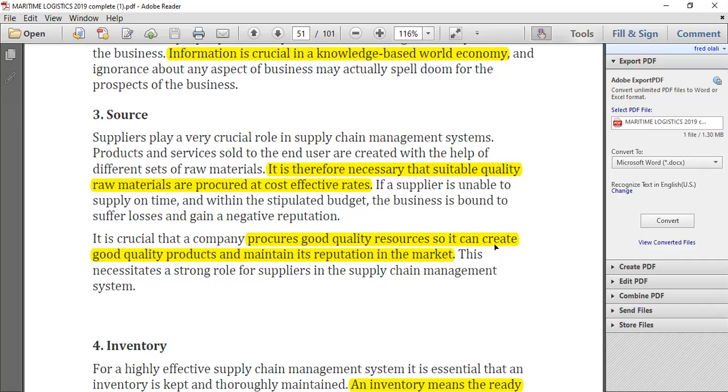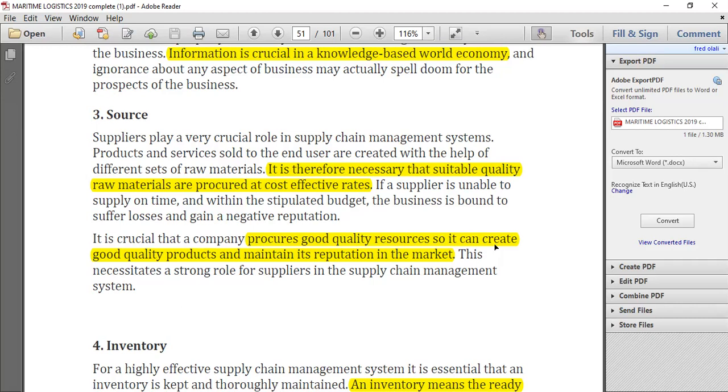We know the reason why it is not required too early. When it is brought too early, it may force the business to acquire extra space, and that is an expense. If you bring it too late, the business will be serving a client who has already found an alternative. So we need to bring it when the need is there. It is crucial that a company procures good quality resources so it can create good quality products and maintain its reputation in the market.